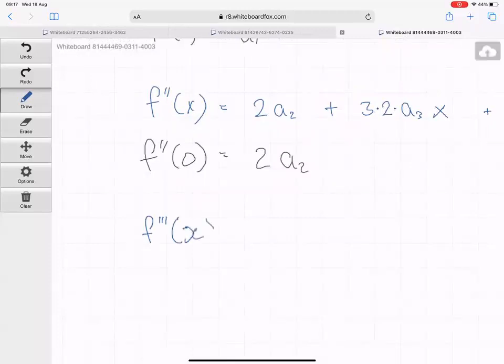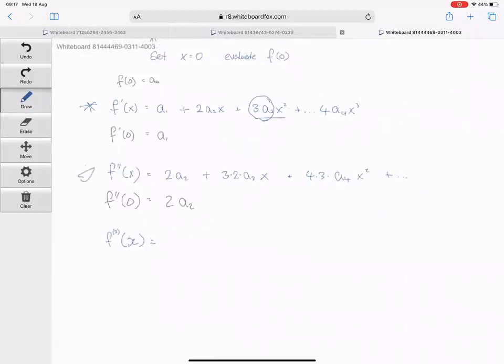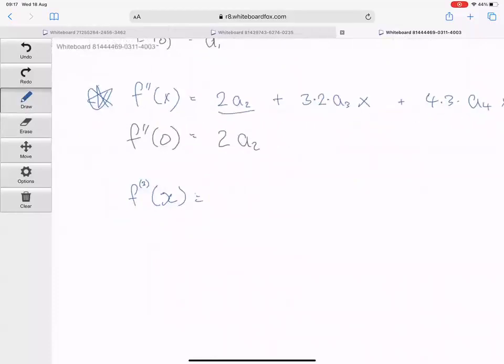Differentiating 3 times, this is also written as f with a 3 in brackets. So this is different from f cubed of x. If it has a parenthesis or a bracket there, it means differentiate. So this is differentiate the function 3 times. So if this is differentiating twice, then I just differentiate that. So obviously the constant at the start goes to 0. Then I'll keep it written as 3 times 2, a3.